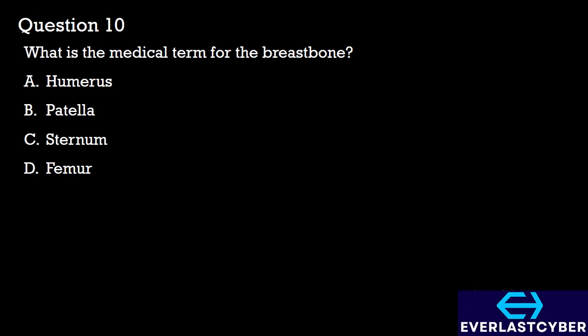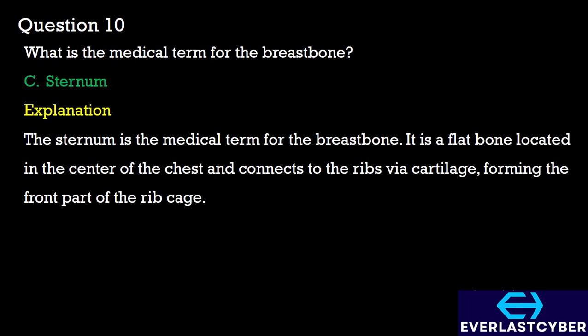The humerus is the bone of the upper arm that extends from the shoulder to the elbow. The patella is the kneecap located in front of the knee joints. The sternum is a flat bone located in the center of the chest, and it connects the ribs via cartilage, forming the front part of the rib cage. The femur is the thigh bone, and it is the longest and strongest bone in the body, extending from the hip to the knee. So the medical term for the breastbone is option C, the sternum. It plays a crucial role in protecting the heart and the lungs.